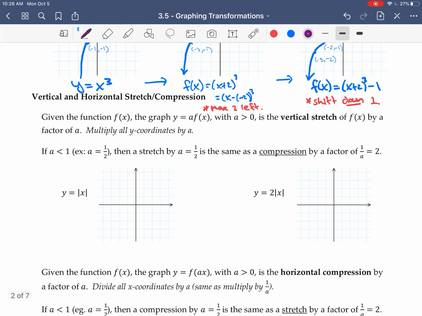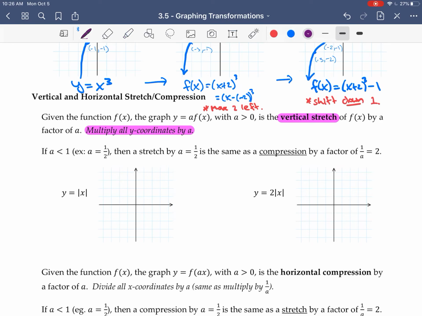You can also vertically and horizontally stretch or compress the graph. Instead of just shifting it, you're stretching it. So if you have the function f of x and you think about a times f of x, when a is positive, this is a vertical stretch. If you have a vertical stretch, you're going to multiply the y coordinates by a.